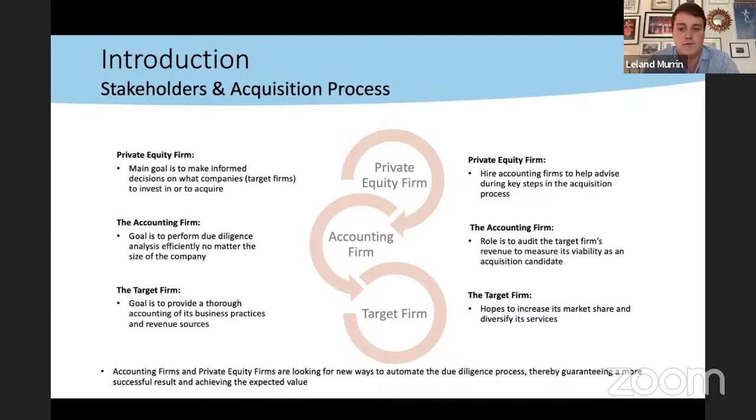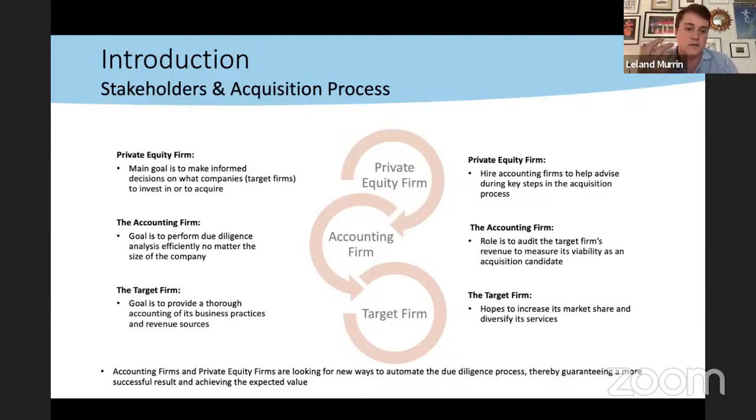The private equity firm would look to be advised by the accounting firm in this entire process, but they would be mostly relying on the accounting firm's due diligence analysis before they go into final interviews with the target firm, if they decide to move forward. The target firm's benefit here would be to increase market share and diversify their services, of course, so they benefit as well, or at least on the face of the transaction.